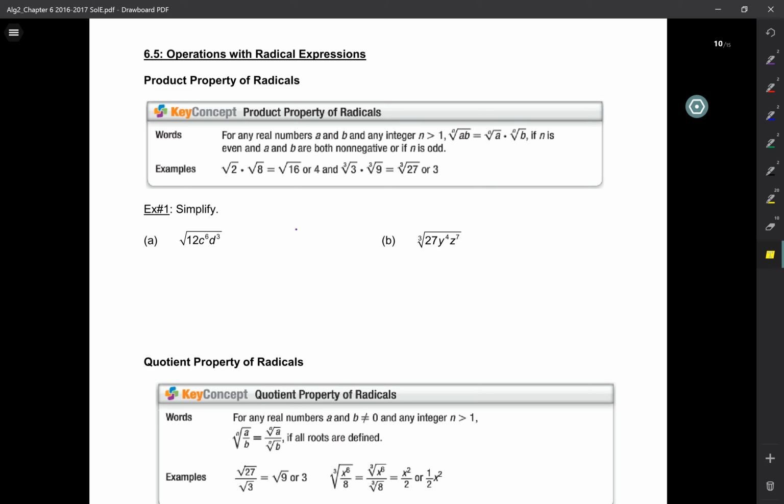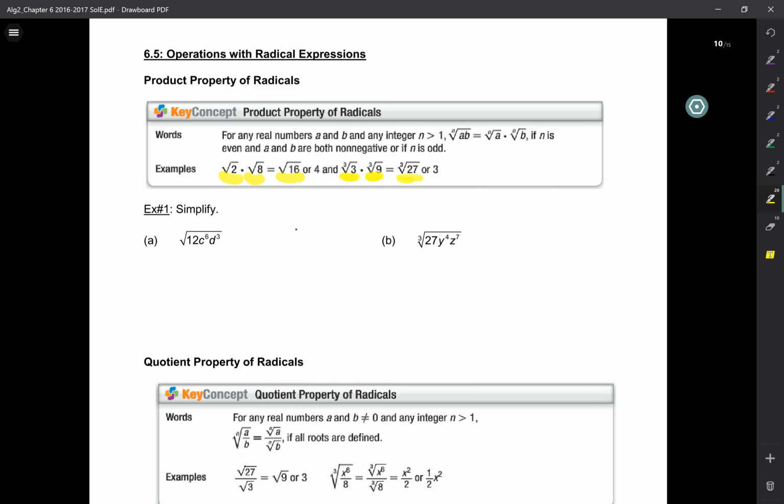First of all, if you have two radicals that you're multiplying, and they have the same index, like the square root of 2 times the square root of 8, you can combine them. You can multiply the 2 and the 8, and it becomes the square root of 16. Or if you have the cube root of 3 and the cube root of 9, the cube root and the cube root are identical, so you can multiply the stuff inside and it becomes the cube root of 27.